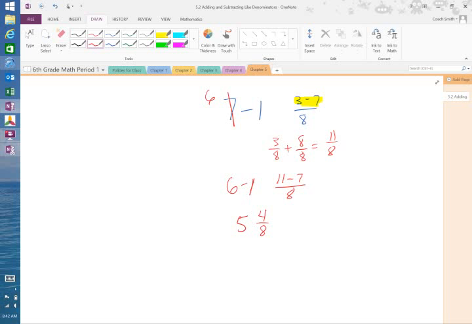Okay, 5 4/8. Can I reduce 4 over 8? What can I reduce it by? By 4. Okay, so I'm going to reduce it by 4. 4 goes into 4 one time. 4 goes into 8 two times. So I have 5 1/2.